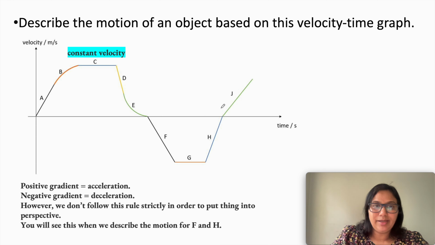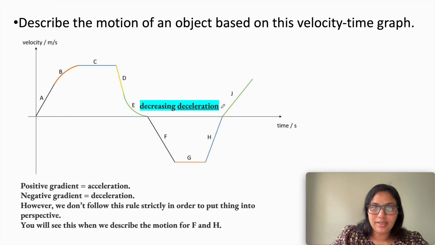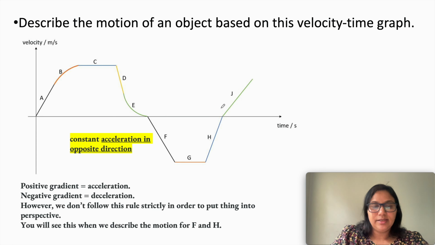What about point D? There is a constant deceleration at point D. What about E? The acceleration is decreasing, that is, towards the time axis. So it is decreasing deceleration. What about point F? At F you can say it's again constant acceleration but in the opposite direction.